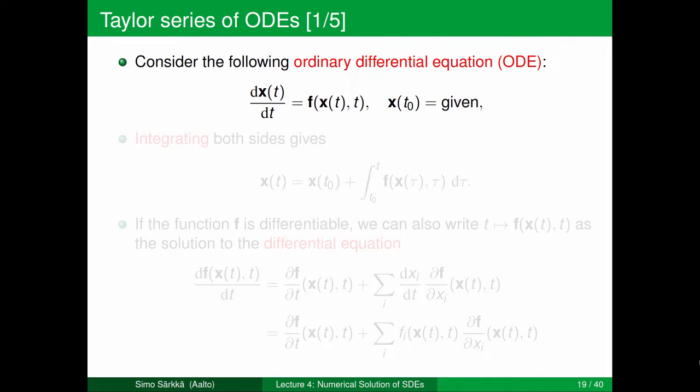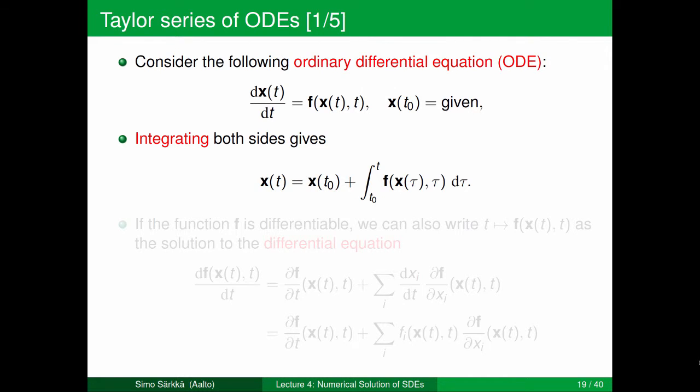Let's now consider the following ordinary differential equation, where the time derivative of x is given as f of x and t, and we assume that x at t0 is given. If we now integrate both sides and move x t0 to the right hand side, we get that x at t is equal to x at t0 plus the integral from t0 to t of f of x tau, tau d tau.